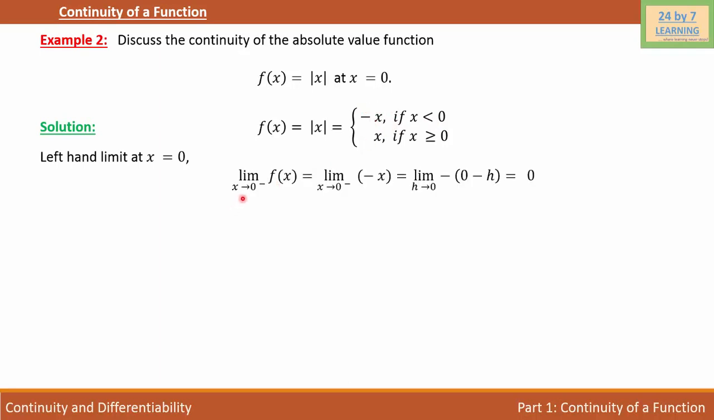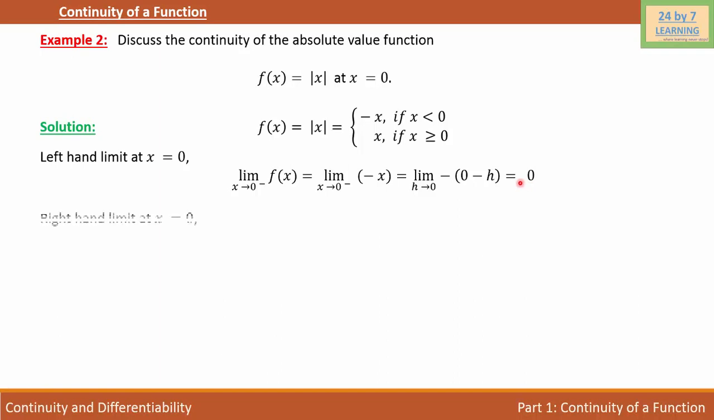The limit as x tends to 0 negative of f(x) is equal to the limit as x tends to 0 negative of, I'm going to bring this one over here, negative x, which is equal to the limit as h tends to 0, because our limit was 0 minus. We need to substitute x by 0 minus h. So negative times negative is positive, and when we find the value, we will get the value of the left hand limit as 0.